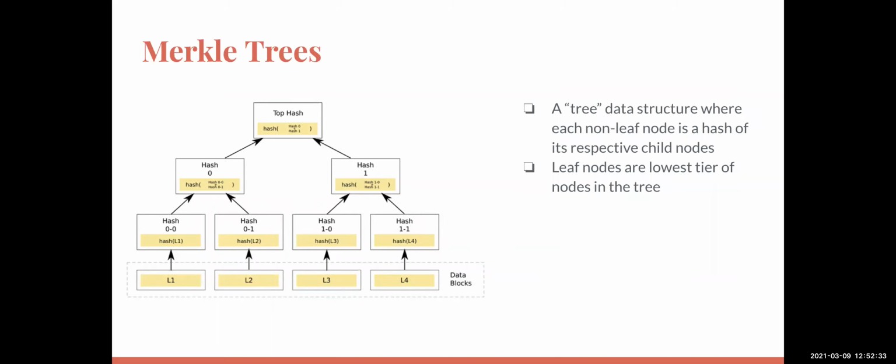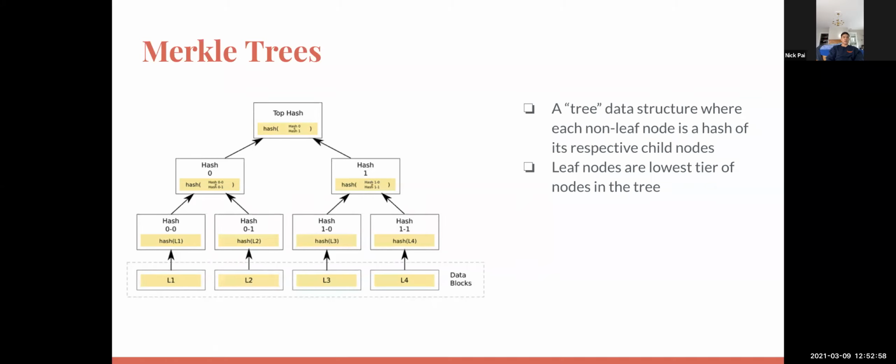Okay, so Merkle trees. A really simple Merkle tree is the image on the left. The definition of a Merkle tree is that each non-leaf node, so any node in this tree that's not at the bottom, is a hash of its respective child nodes. The bottom nodes are called leaves, so L1 through L4 are leaves.